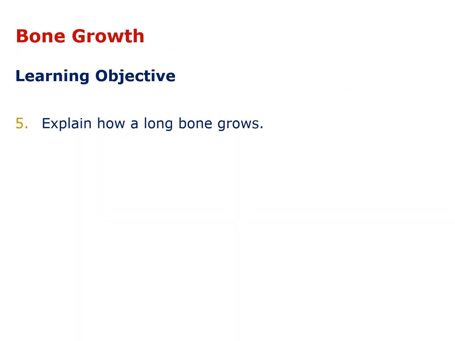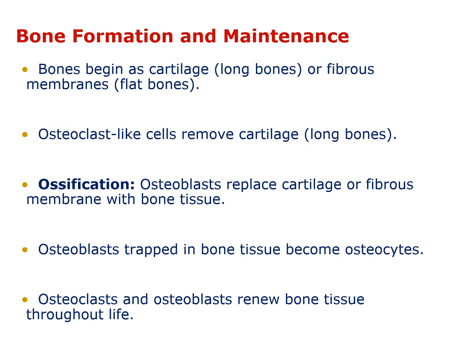So how do long bones grow? Bones begin as cartilage. Your long bones do, or fibrous membranes, and those are your flat bones. Osteoclast-like cells remove the cartilage of the long bones, and osteoblasts replace the cartilage or fibrous membrane with bone tissue. This is ossification. Osteoblasts are trapped in the bone tissue. The ones that are trapped in there become your osteocytes, and the osteoclast and osteoblast renew bone tissue throughout life. So that's everything we just said when it was under fetal ossification in your book on page 103.